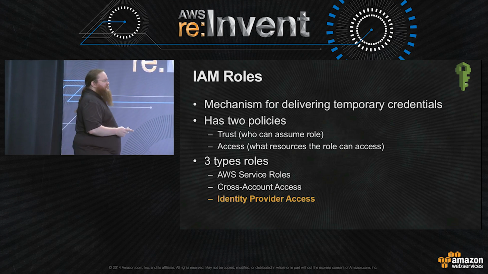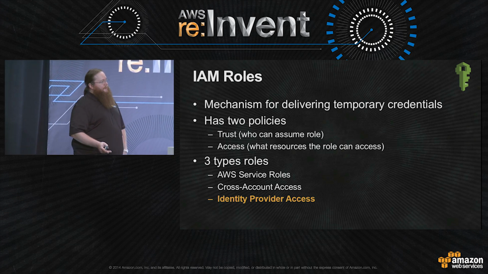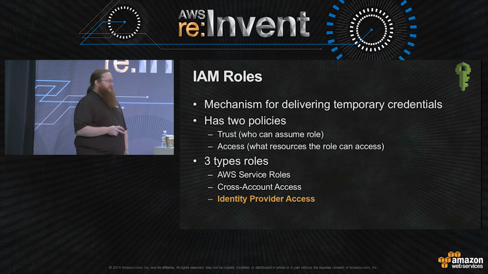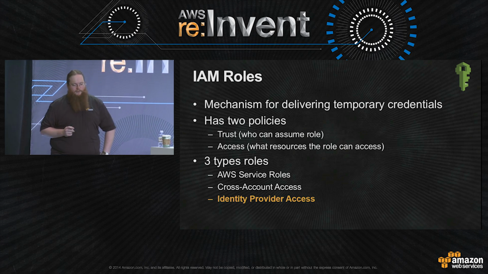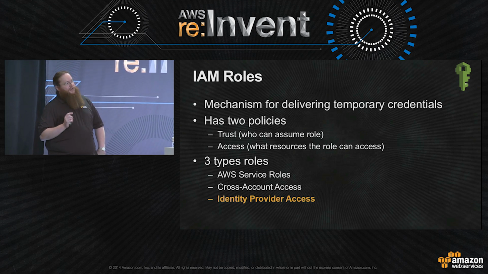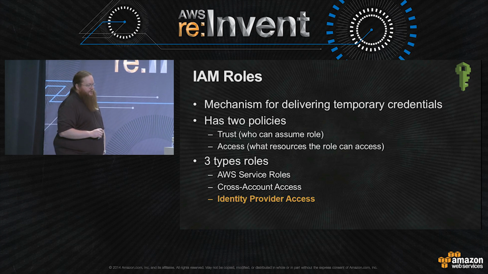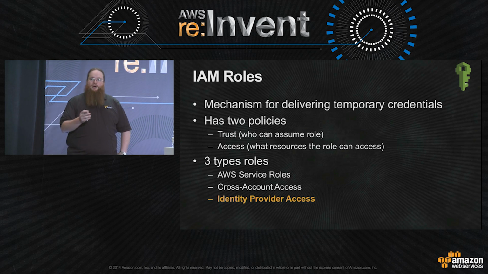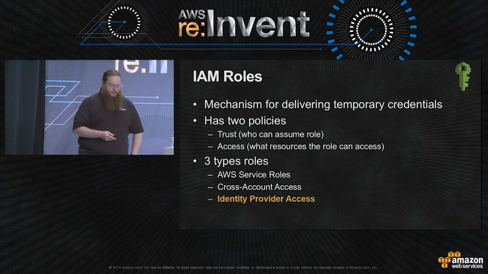One is the trust policy, which defines who can assume that role. The second is the access policy, which defines what resources that user has access to after they have assumed the role. There are three main types of roles. AWS service roles, such as for EC2 or any number of other services. Cross-account access, which allows other users to access resources in your account. And finally, identity provider access, which is what Cognito uses.